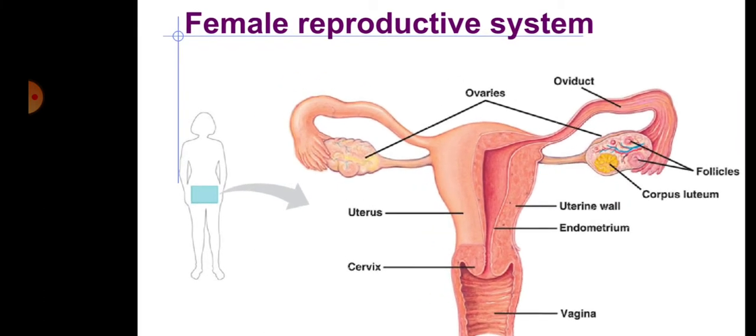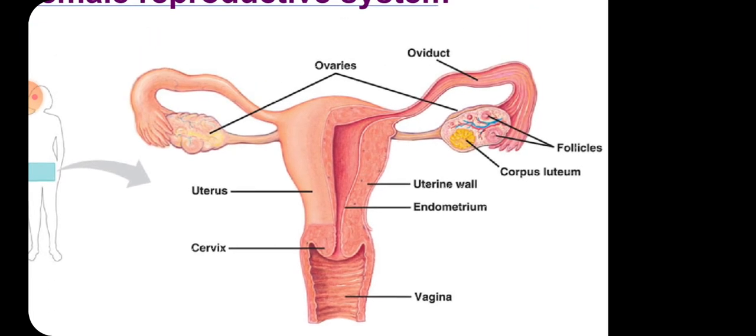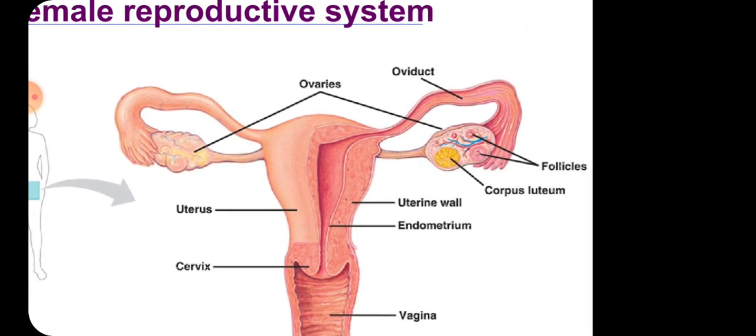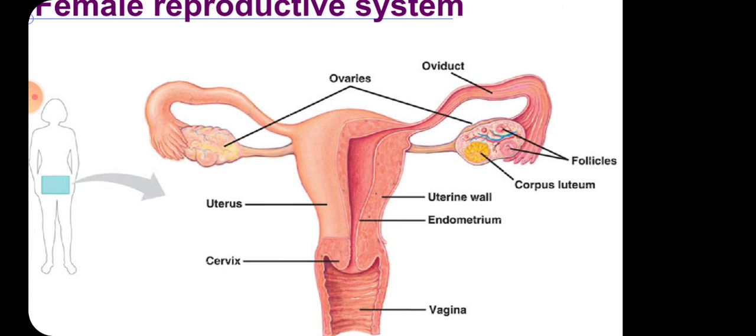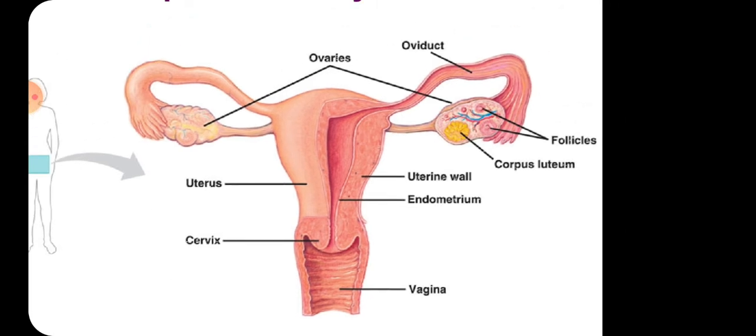Here, as you can see in this diagram, this is the female reproductive system. There are two ovaries, two oviducts or fallopian tubes. Then you can see the uterus. The uterus has been cut open on the other side to show the uterine wall, which has the endometrium lining, then the cervix and the vagina.